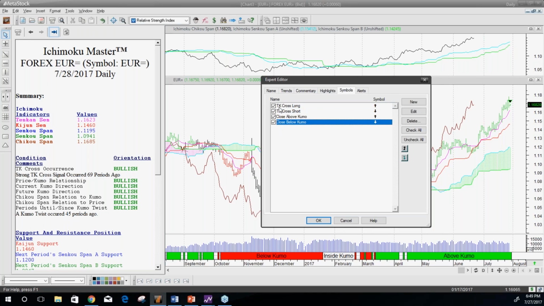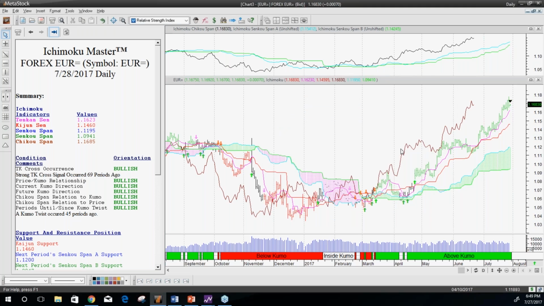So the signals that we're turning on right now are the TK cross long, TK cross short, close above the Kumo, and close below the Kumo. So if I go ahead and apply that to the chart, now in addition to being able to visually see the Kumo cross, I can see that it actually happened right here. And I'm sorry, that wasn't the Kumo cross, that was the TK cross, but I can highlight over it and it's going to tell me that TK cross happened here. I can hover over any of the patterns and it'll say, okay, this one is close above the Kumo. And so I can see where those happened on the chart.